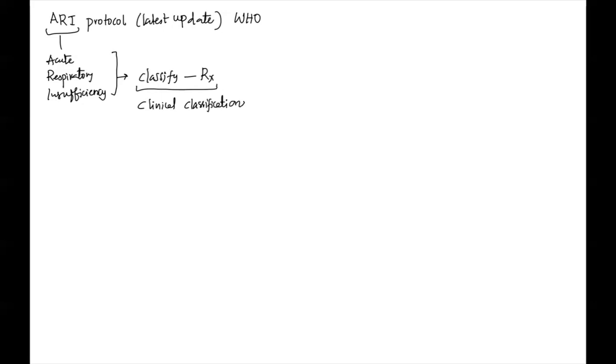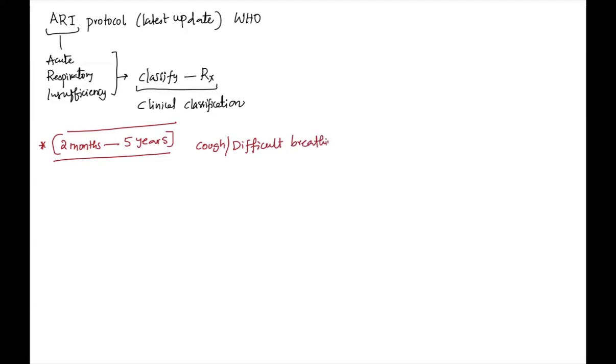Now, one more important point you need to understand is that we are only focusing on the age group 2 months to 5 years. As per the IMNCI protocol also, this ARI protocol is included, 2 months to 5 years we are only focusing. So we are classifying treatment in children aged 2 months to 5 years who come with cough or difficult breathing. These are the symptoms they present with. And one more important prerequisite to understand this topic is to understand what is known as fast breathing.